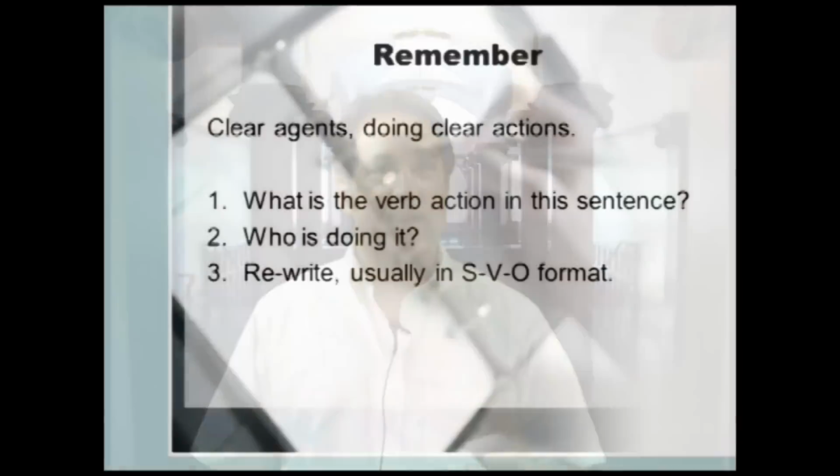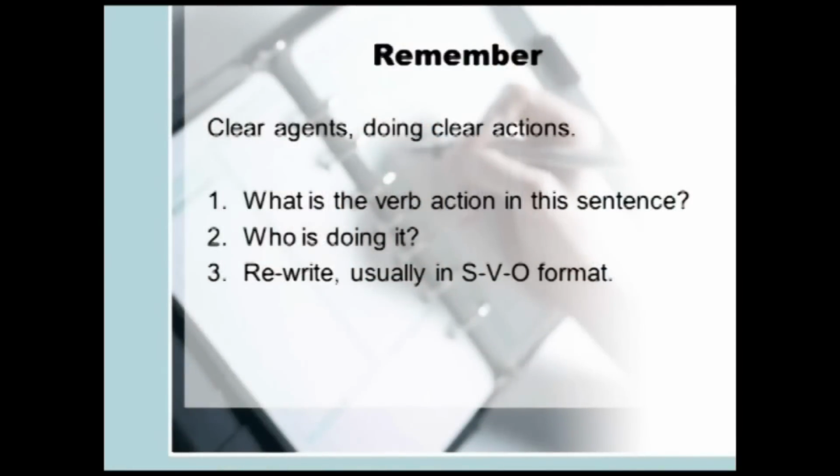Okay? Remember, your main goal in your writing, in terms of sentence structures that are passive or active, is to want active, because you want clear agents doing clear actions. Okay, that makes for good, exciting, clear, concise, strong writing. And our structure, remember, is three steps. Ask what is the verb action that's being hidden, who is doing it, and rewrite the sentence to reveal that.